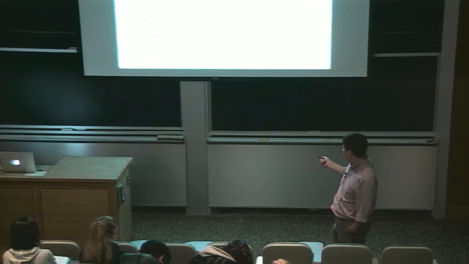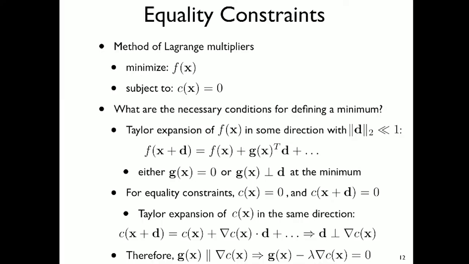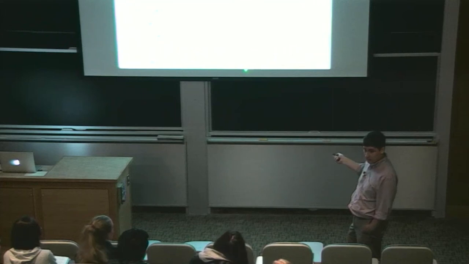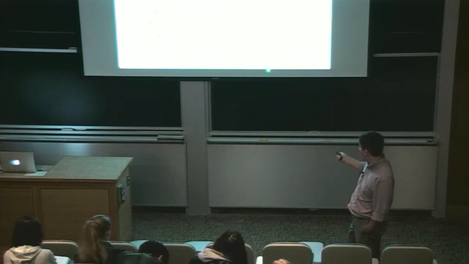If G is parallel to the gradient of C, then I can write that G minus some scalar multiplied by the gradient of C is equal to zero, right? That's an equivalent statement that G is parallel to the gradient of C. Okay, so that's a condition associated with points X that solve this equality constrained problem. The other condition is that point X still has to satisfy the equality constraint, right? But I introduced a new unknown, this lambda, which is called the Lagrange multiplier. So now I have one extra unknown, but I have one extra equation.